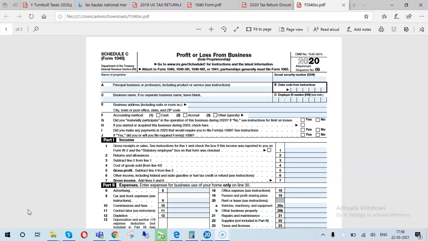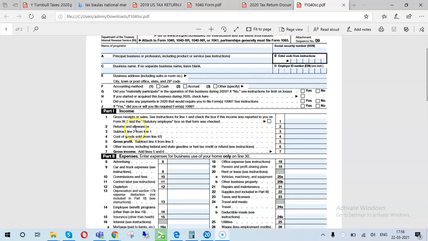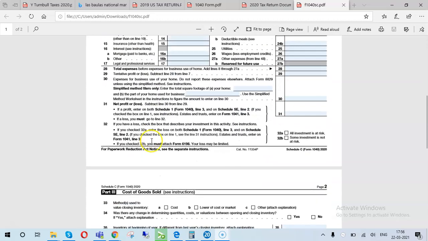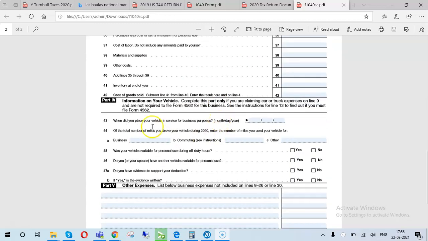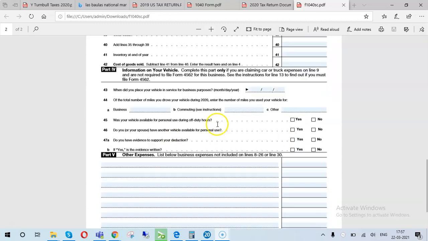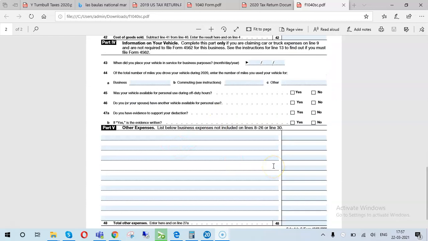Now I am going to talk about Schedule C. If I notice the form, there are basically six sections, and these are the main parts of this form. Part 1 is the introductory part. Then the income part, expenses, cost of goods sold, information on your vehicle and other expenses. So we are going to discuss all the parts one by one.